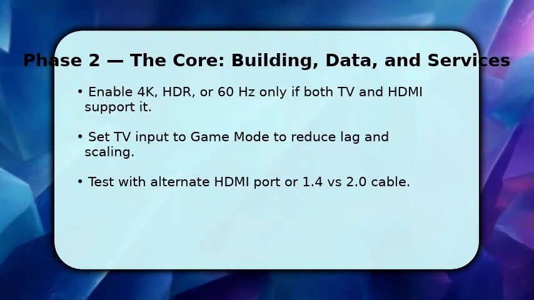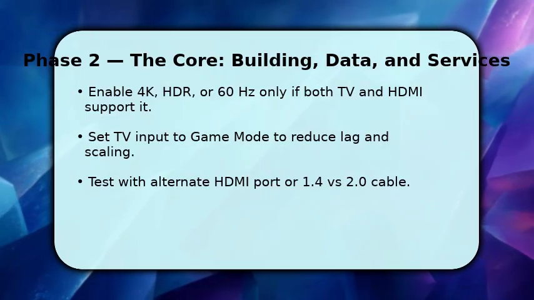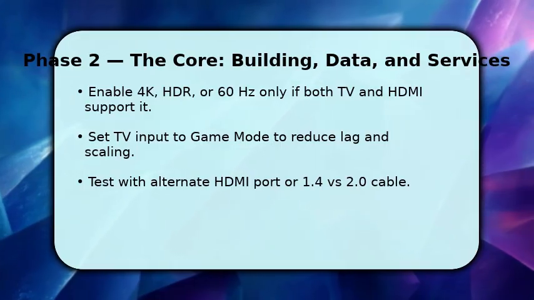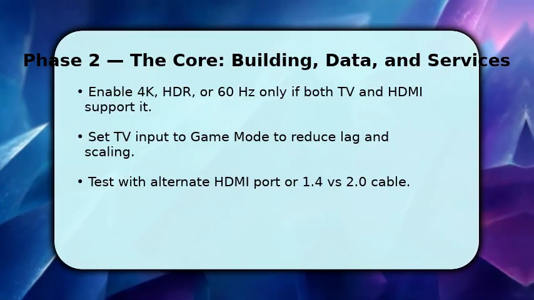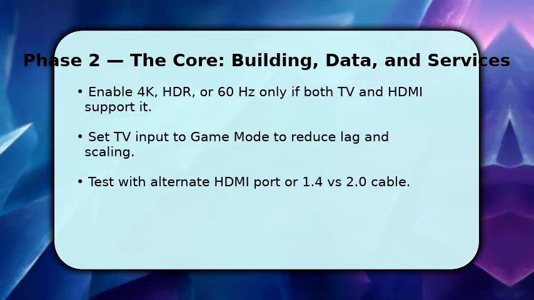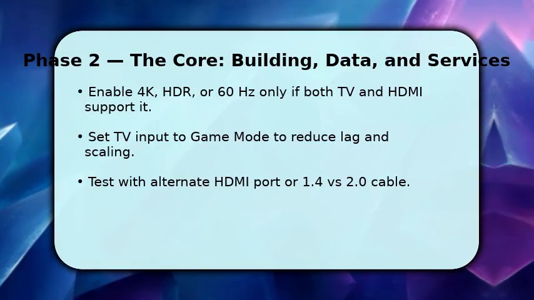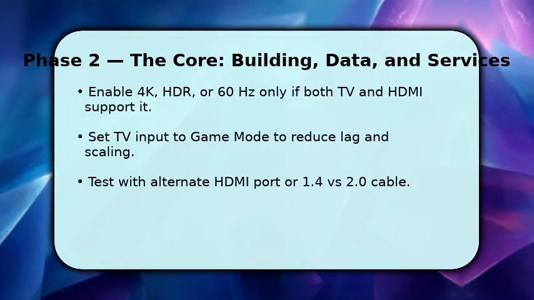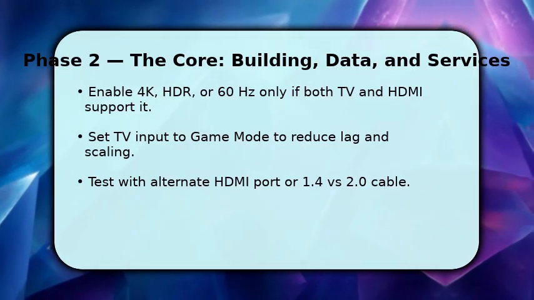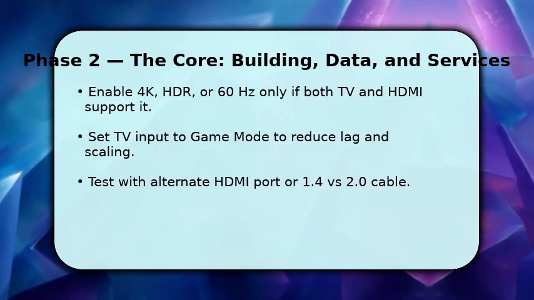Now you dive into display detail. You should check the Xbox display resolution and refresh rate. Select 1080p, 4K, or 2160p, and choose 60Hz only when the TV and cable explicitly support it. Once done, enable game mode on your TV to bypass post-processing that blurs or adds lag.